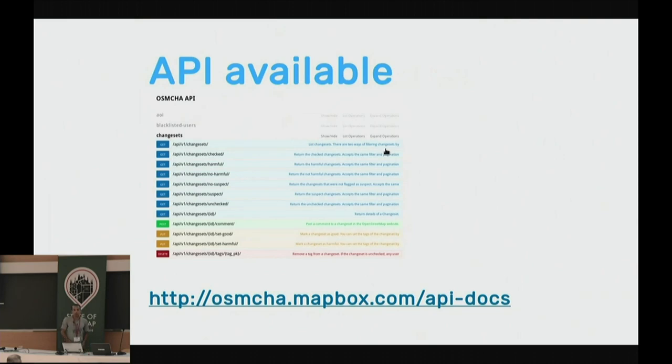We have also an API available. You can check the documentation on osmcha.mapbox.com/api-docs. For example, there is a JOSM plugin that uses the OSMCha data to load the changesets in JOSM using that API. You can build other tools using the OSMCha data. The API is open for everyone.